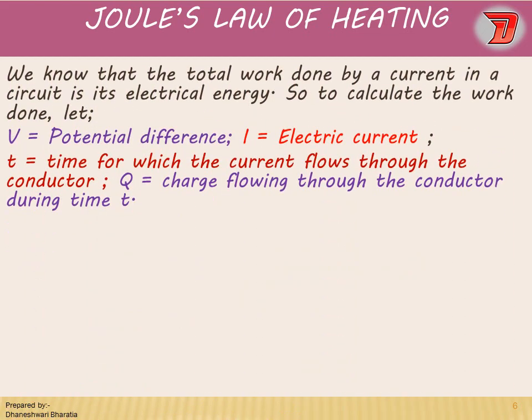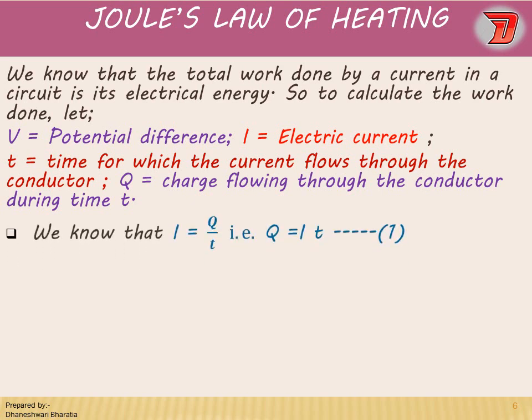We know that the total work done by a current in a circuit is its electric energy. So to calculate the work done, let V be the potential difference, I the current, T the time for which the current flows through the conductor, and Q the charge. All these things you are aware of.